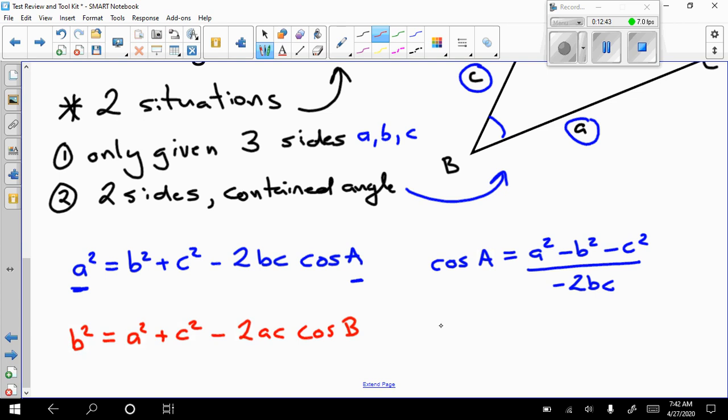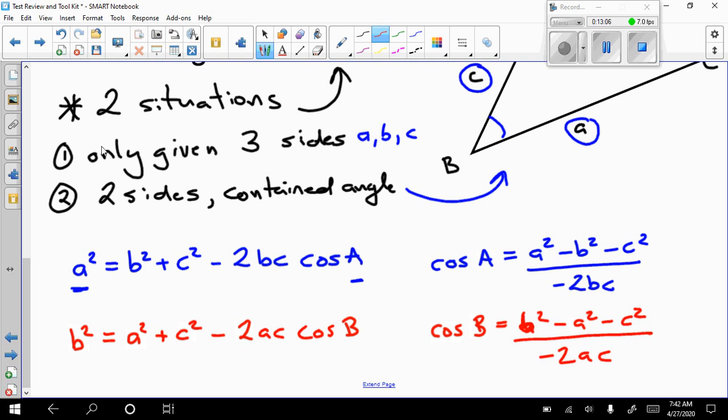I'll just write it this way so you can see it as well, is that cos of angle B is equal to a squared, it's equal to b squared minus a squared minus c squared all over negative 2ac. So there's other ways of writing it.